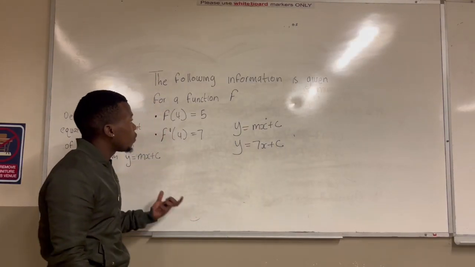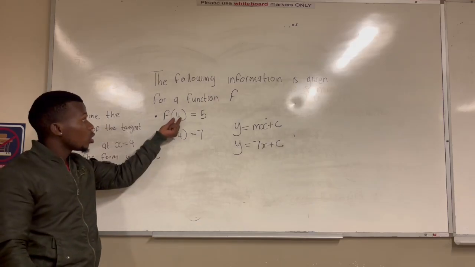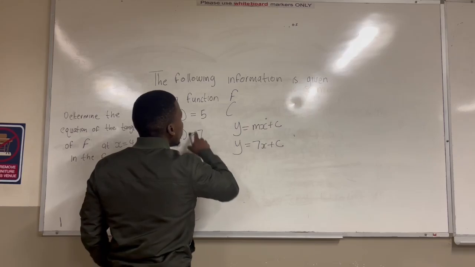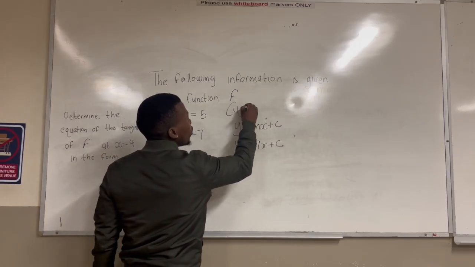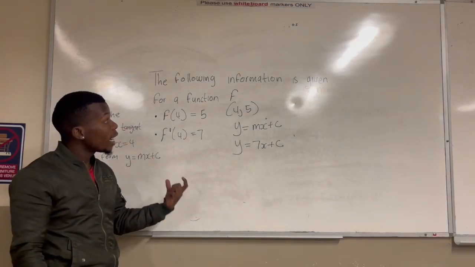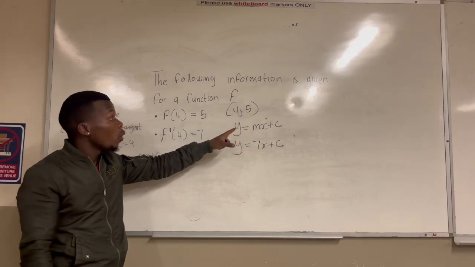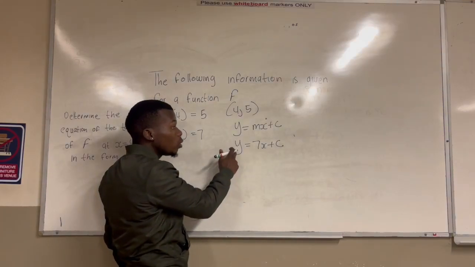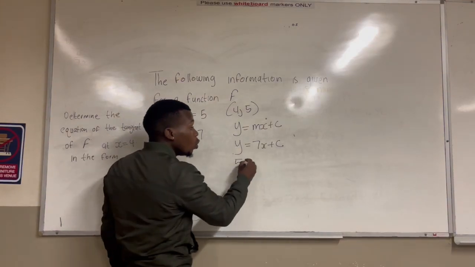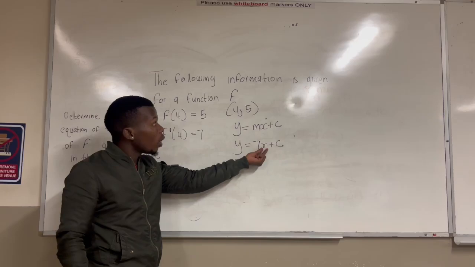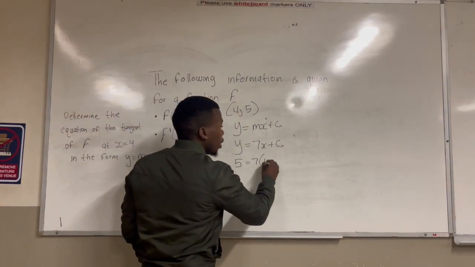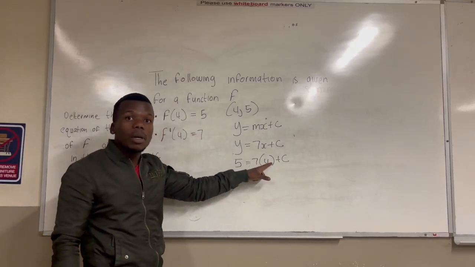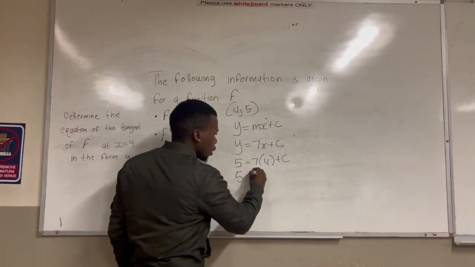Remember, I have coordinates. We said x is equal to 4, and y is equal to 5. Meaning the coordinate form of this will be 4 and its corresponding y value, which is 5. Where I see y, I substitute 5. Where I see x, I substitute 4. Meaning, I go back to my equation. Where I see y, I substitute 5, which is equal to 7 multiplied by x, which is 4, plus c. This is 5 equals, 7 multiplied by 4 is 28, plus c.